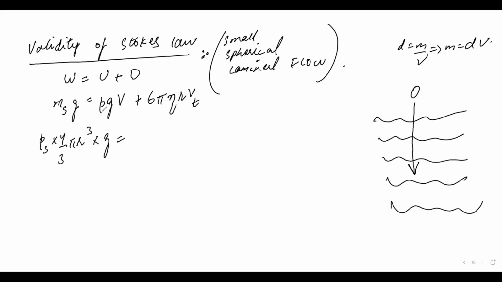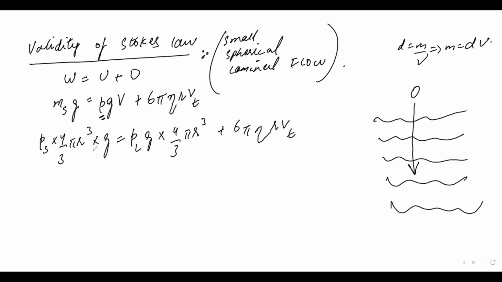This density is of the solid or the liquid, Jason? Well, what does this density refer to? Is it the density of a solid object falling down the liquid, or is it the density of a liquid? It's the density of the liquid. Exactly, because we're talking about the upthrust, right? So density of the liquid times g times, again, the volume of what thing? The spherical volume. Exactly. 4 by 3 pi r cubed, plus 6 pi eta r vt.